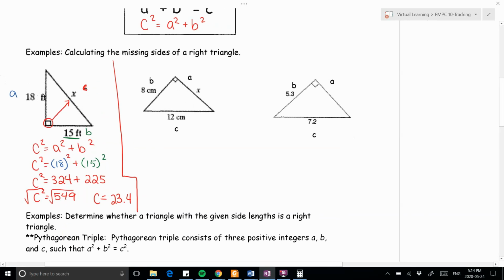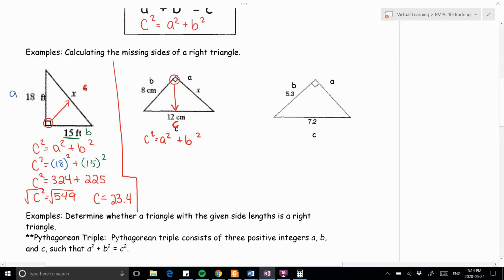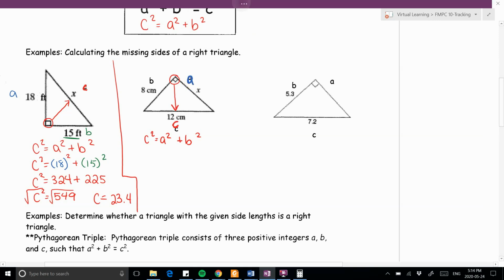So same thing here. We want to figure out the missing side. So because we know this is a right triangle, we know that Pythagoras applies, which means that if we know two of the sides, we can find the third, because we know that c squared equals a squared plus b squared. So first step is always to find out which side is c, right? Because they're not always going to be labeled for you. Then you have your a and b, and it doesn't actually matter which one you put where. So I've got my a here, and I've got my b here.